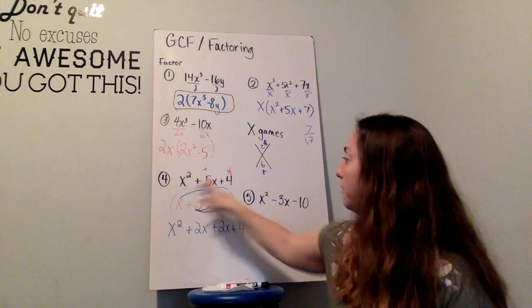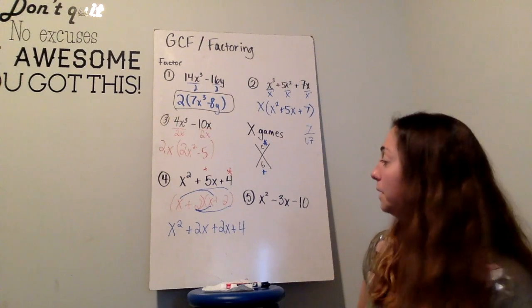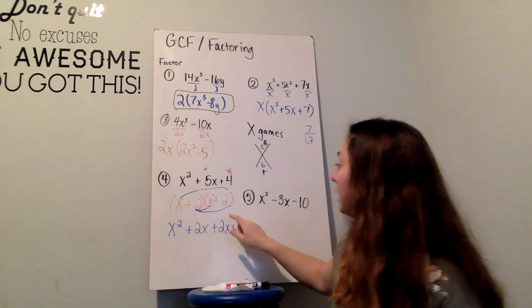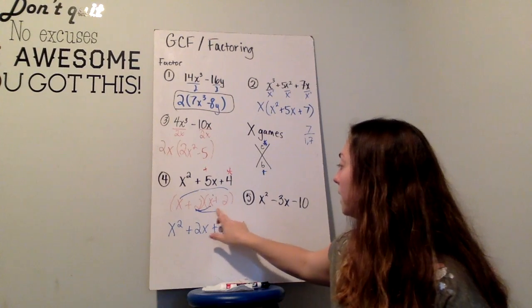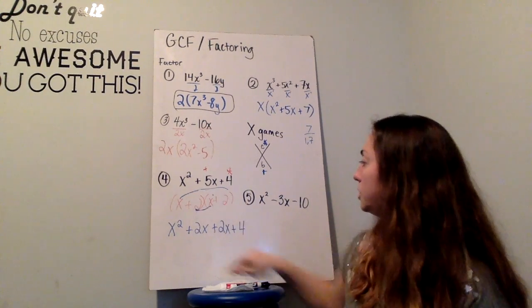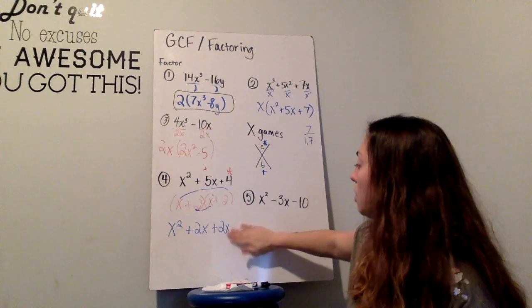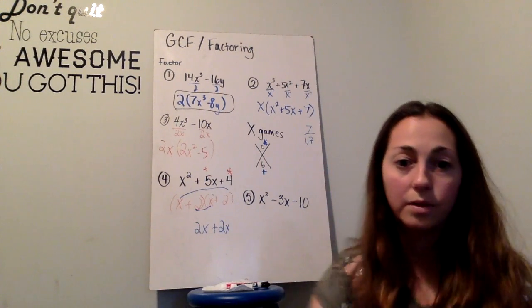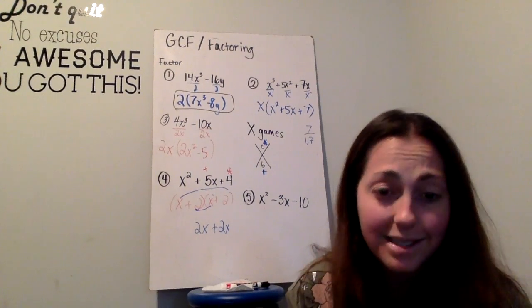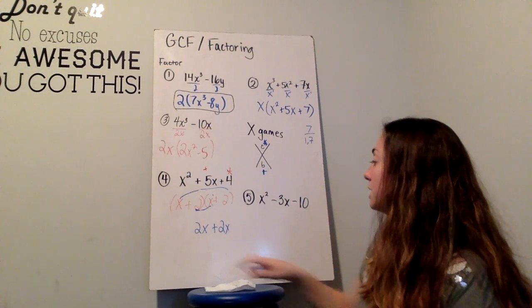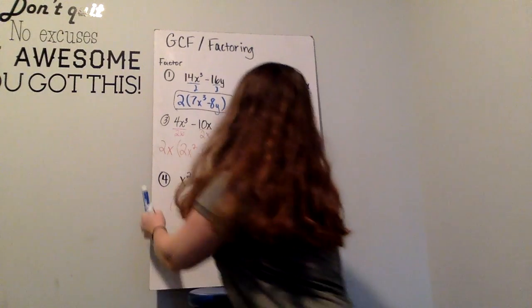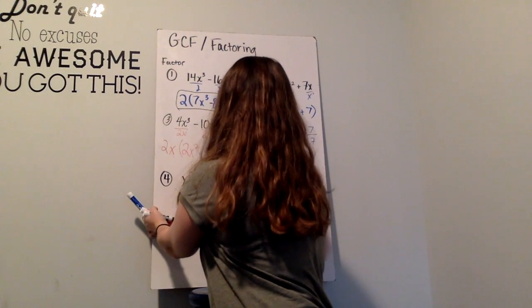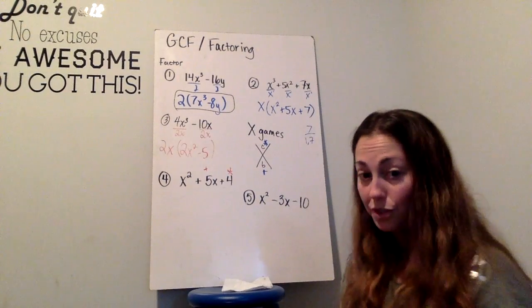So my start and my finish, notice how they're good. I don't really even have to check those. The only thing I have to check are my inner and outer, the 2x, because I know my first and my last. And my inner and my outer, when I add those, 2x and 2x, I get 4x, not 5x. So I know this doesn't work, which is why we like to think about our factors before we actually do that, right?